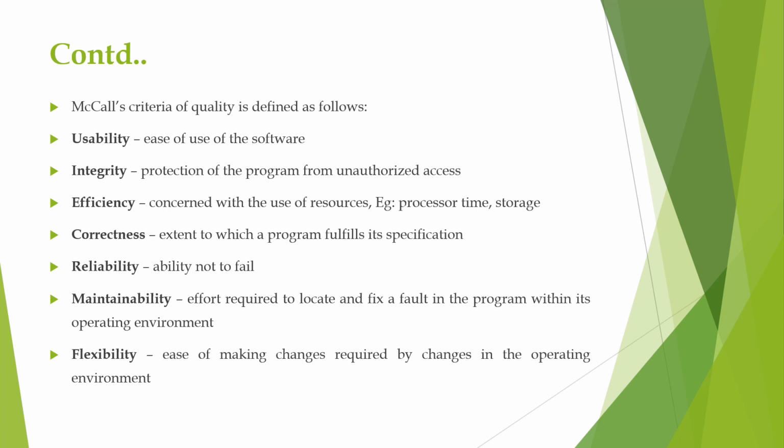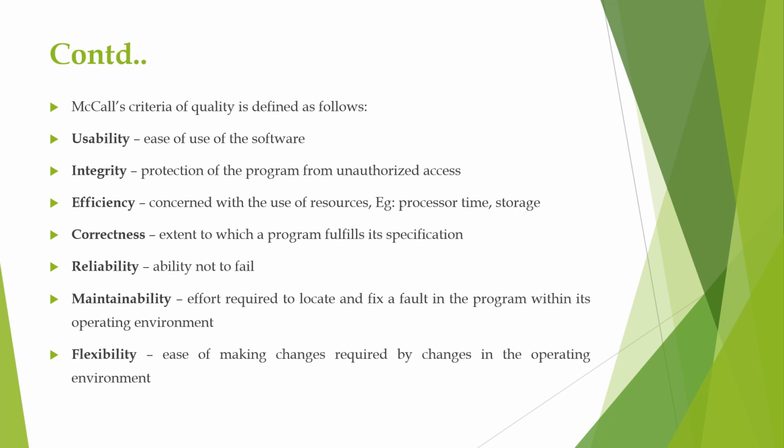And the next one is integrity. Integrity means the protection of the program from unauthorized access. So it should give security to the product, so no one can easily access all the software modules. The next one is efficiency. Efficiency is concerned with the use of resources, for example, processor time and storage. So the product should be very easy for everyone and it should also consume fewer resources.